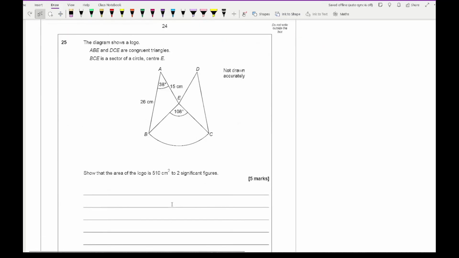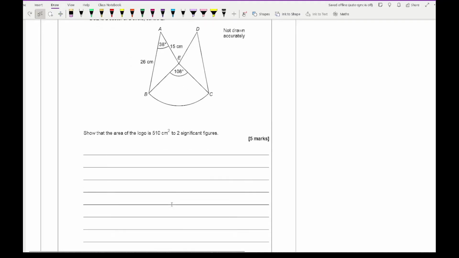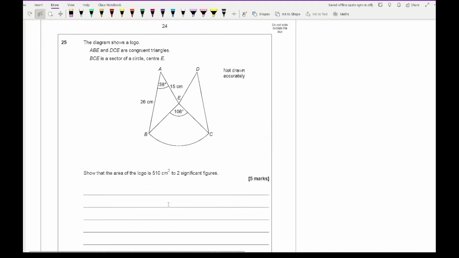Then moving on to question 25, it says the diagram shows a logo. ABE and DCE are congruent triangles. ABCE is a sector of a circle with centre E. Show that the area of the logo is 510 centimetres squared to 2 significant figures. So first things first, we need to work out the area of each of these. So if I label this 1 and 2.